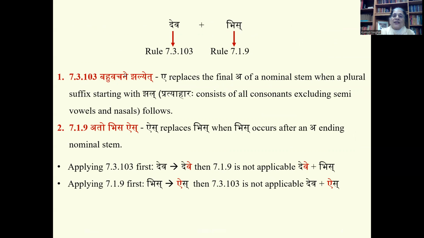7.3.103, bahuvachane jhalyet. This rule says that the vowel e replaces the final vowel a of a nominal stem when a plural suffix starting with jhal follows. Jhal is a pratyahara which consists of all consonants, excluding semivowels and nasals. So deva ends with a and is followed by bha, which is a consonant belonging to the jhal pratyahara. So the a of deva is replaced by the vowel e.